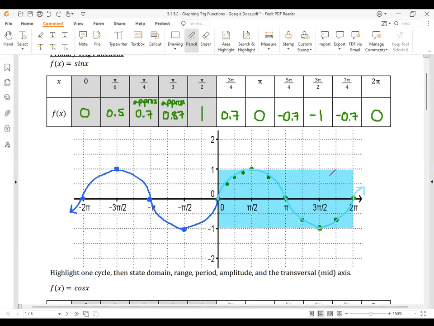State the domain. What is the domain? Well, anything really. State the range. From what to what? Yeah. I'd like you to think back to grade 11. All of it should be coming back. Period. How about we use the physics symbol? Period.